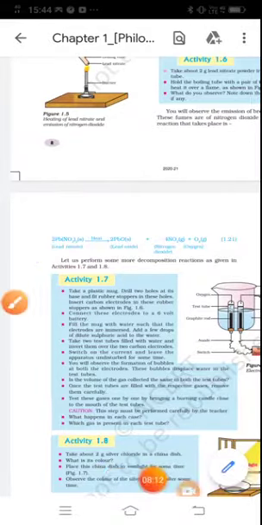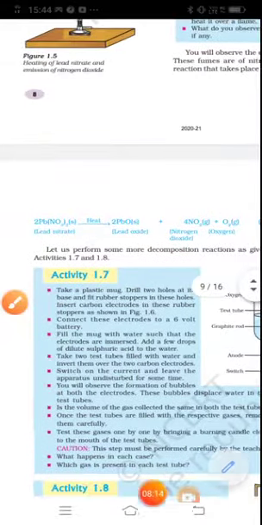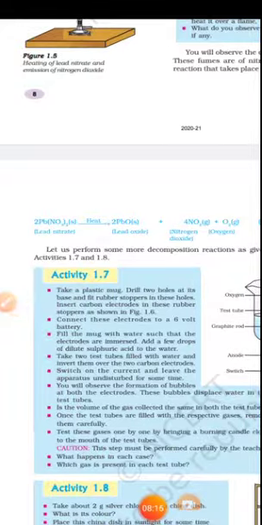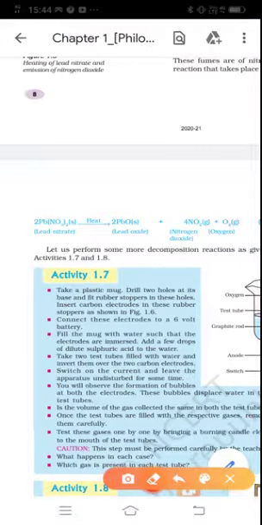PbNO3, lead nitrate, is very important. It is found in solid form. When lead nitrate is heated, it forms lead oxide, PbO, as a solid, NO2 as a gas, and O2 as a gas. So PbNO3 is a solid, PbO is a solid, NO2 is a gas, and O2 is a gas.